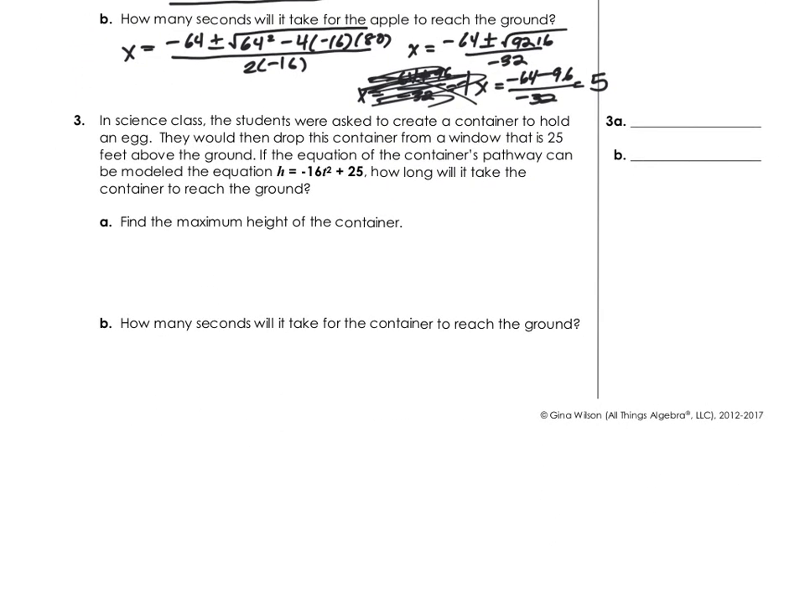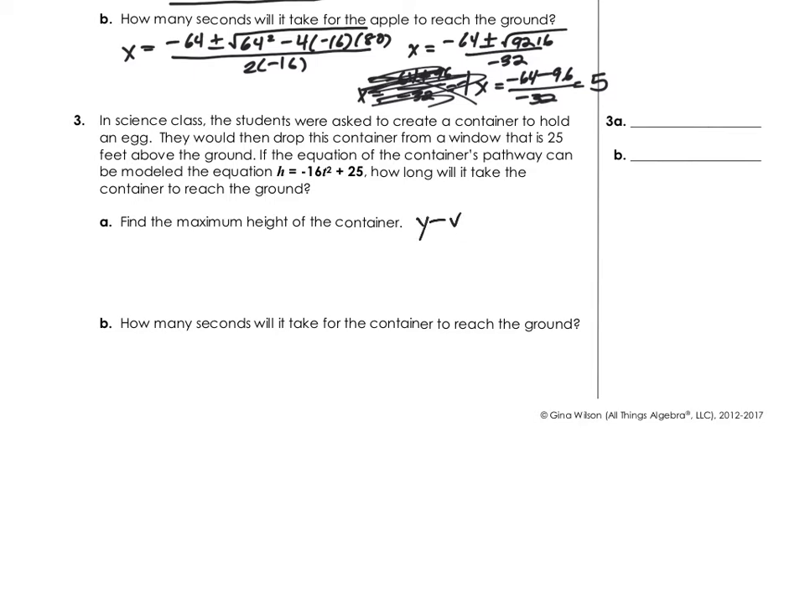All right, number 3. In science class, the students were asked to create a container to hold an egg. They would then drop this container from a window that is 25 feet above the ground. If the equation of the container's pathway can be modeled by the equation h equals negative 16t squared plus 25, how long will it take the container to reach the ground? Find the maximum height of the container.